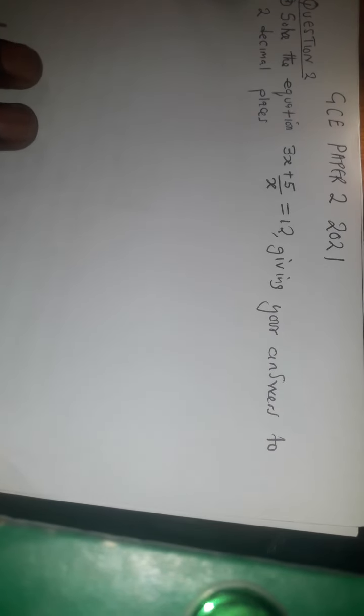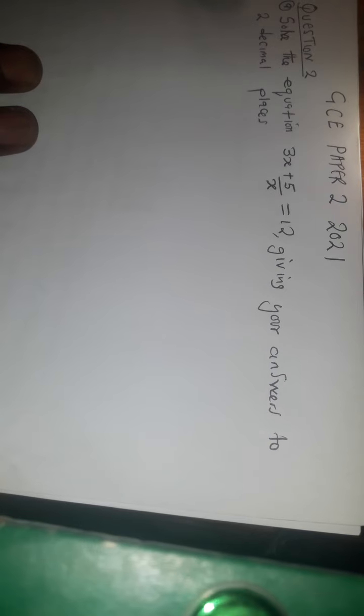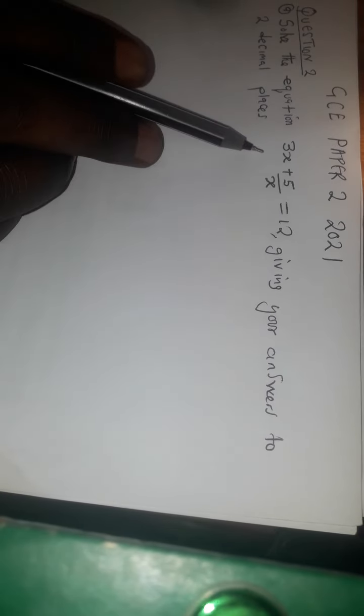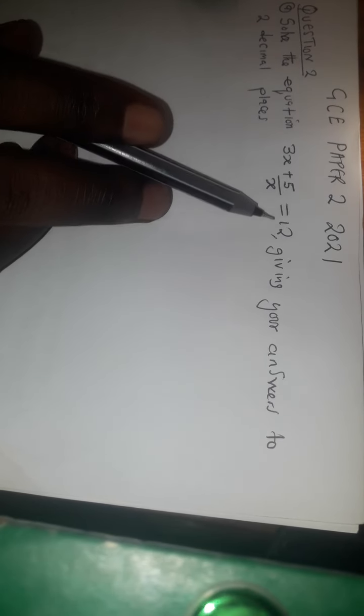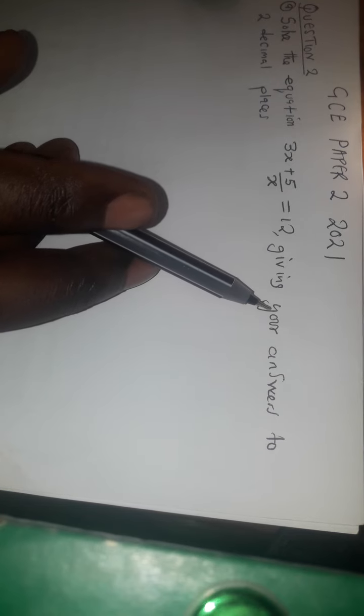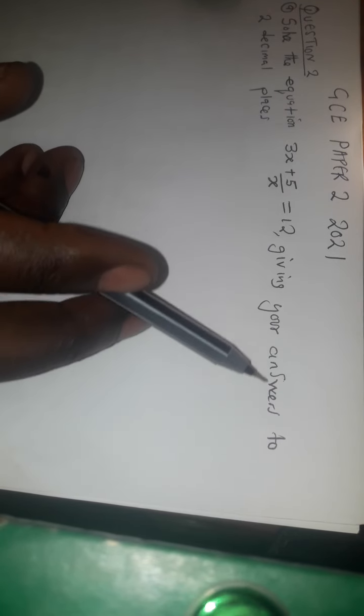Okay, so now we move our attention to question number 2. Question number 2, part A. We are expected to solve the given equation 3x plus 5 over x equals 12, giving our solution to 2 decimal places. So how can we get the solution for this given equation?